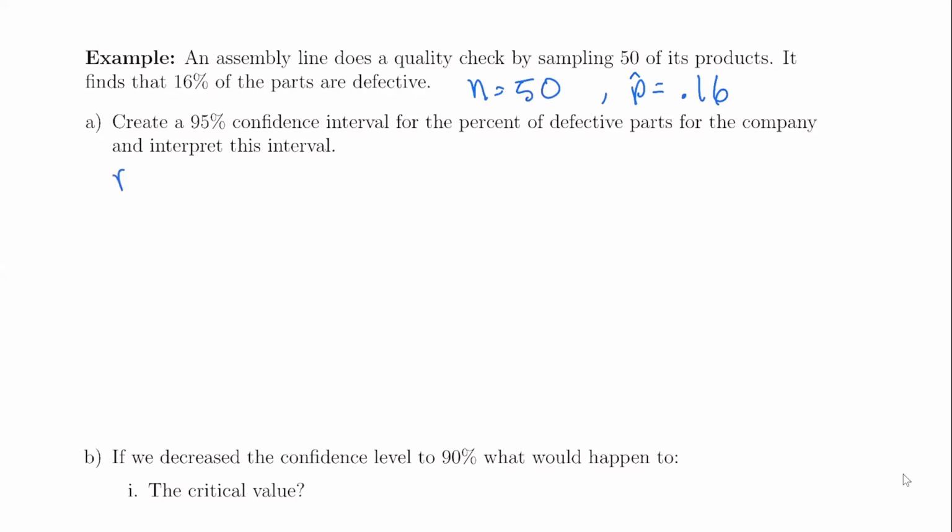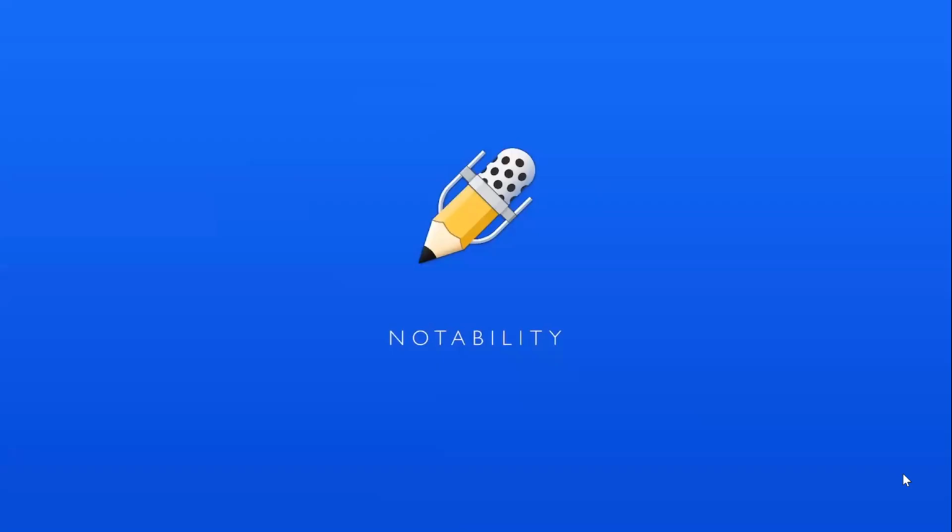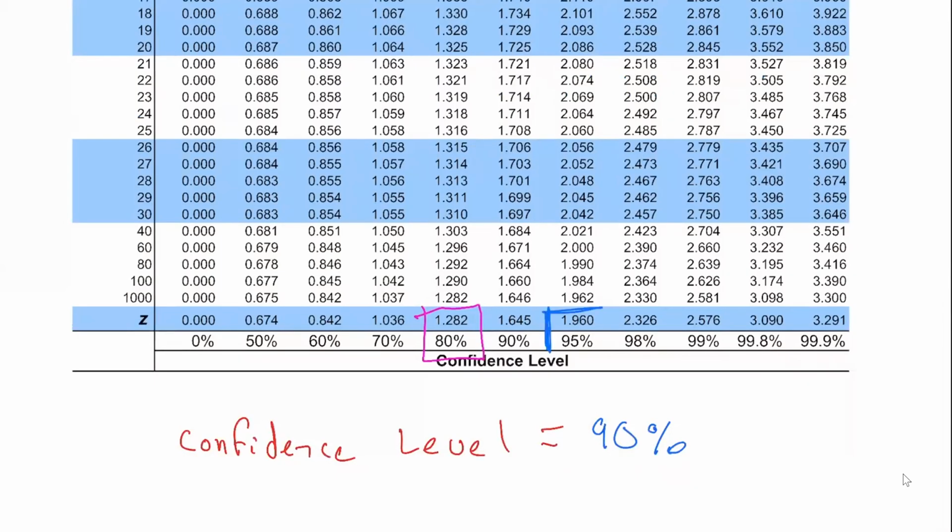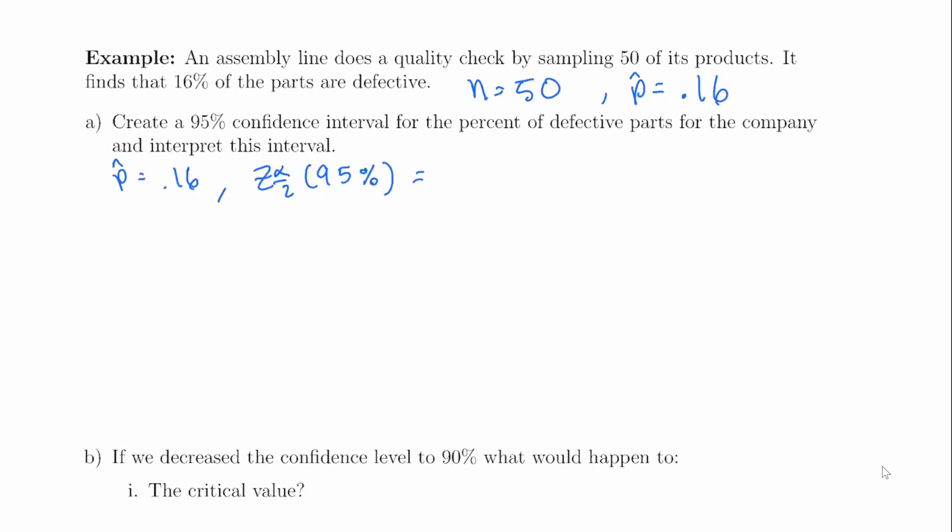All right. We already know p hat is equal to 0.16, but we don't know what z alpha divided by 2 is. Just remember, for this one, you want to use the confidence level. The confidence level is 95%. So we have to find the z value when we have a 95% confidence level. We're going to go back to this table, and if you look right here, it says 95% for confidence level, and right above it says 1.96. So we're going to use 1.96 as our z value. Everybody get where the 1.96 comes from?